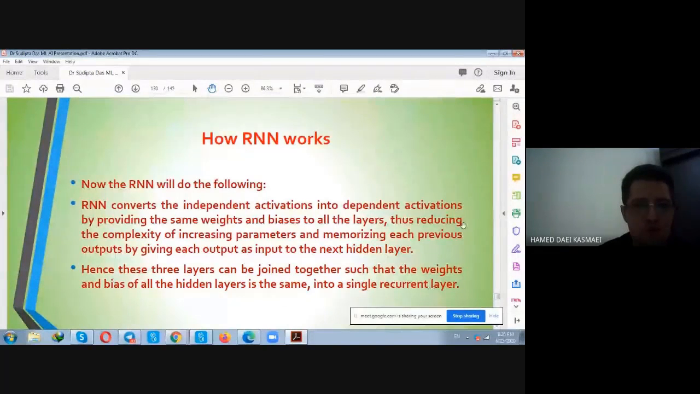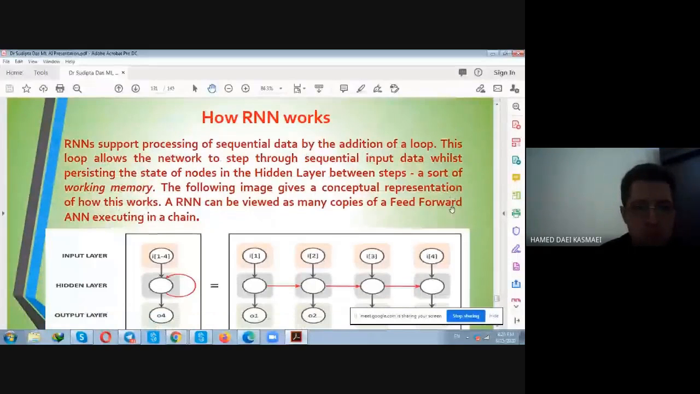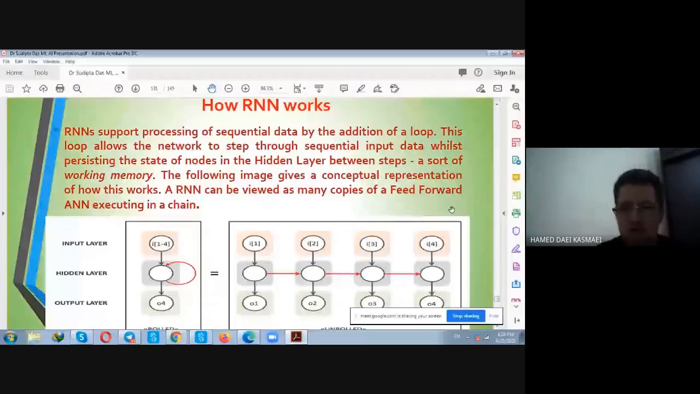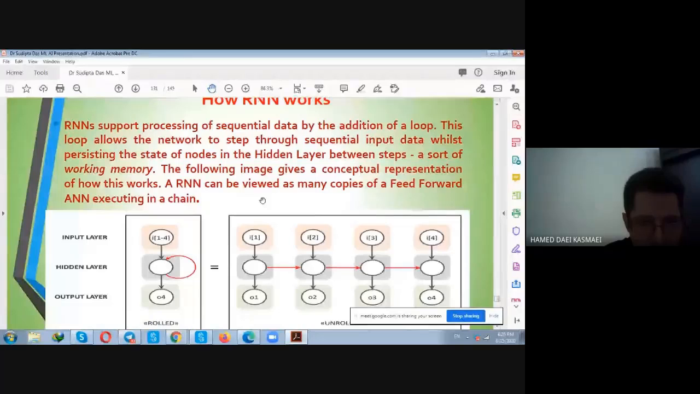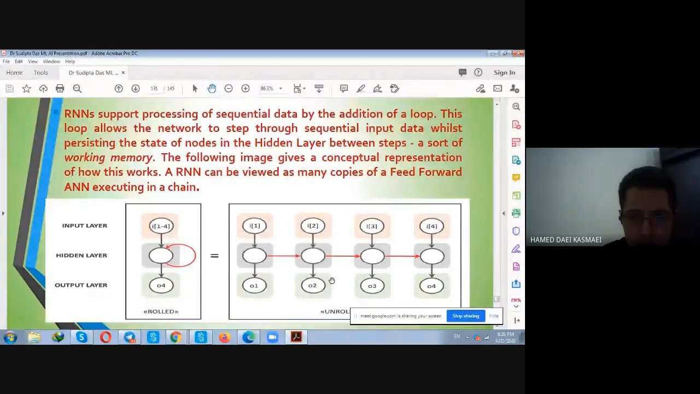Okay, so here you will see how RNN works. RNN supports processing of sequential data by addition of a loop. You will see a loop here on the hidden layer. This is the loop. We say rolled, but here this is unrolled. You will see it unrolled because you don't see any feedback or loop on the hidden layer.